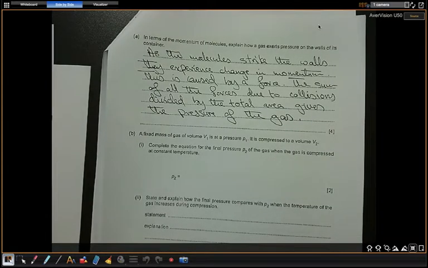I swear my handwriting is nice, but it's the pen. It's the pen, people. Okay? All right.